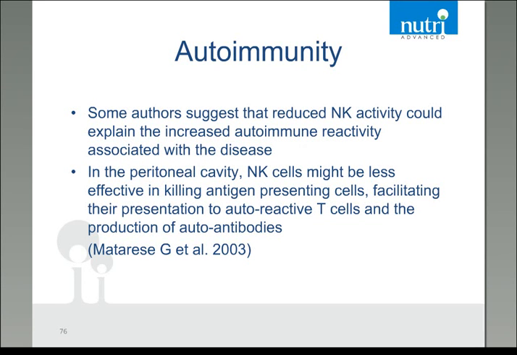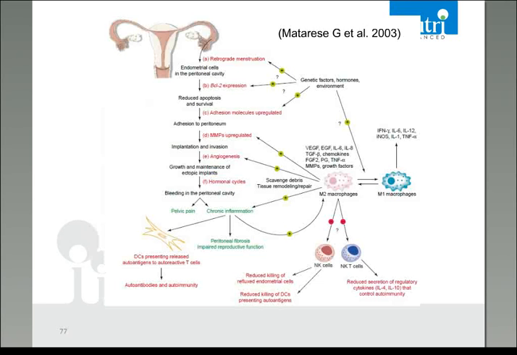Some authors suggest that reduced NK activity could explain the increased autoimmune reactivity associated with the disease. In the peritoneal cavity, natural killer cells might be less effective in killing antigen-presenting cells, facilitating their presentation to autoreactive T cells and the production of autoantibodies.